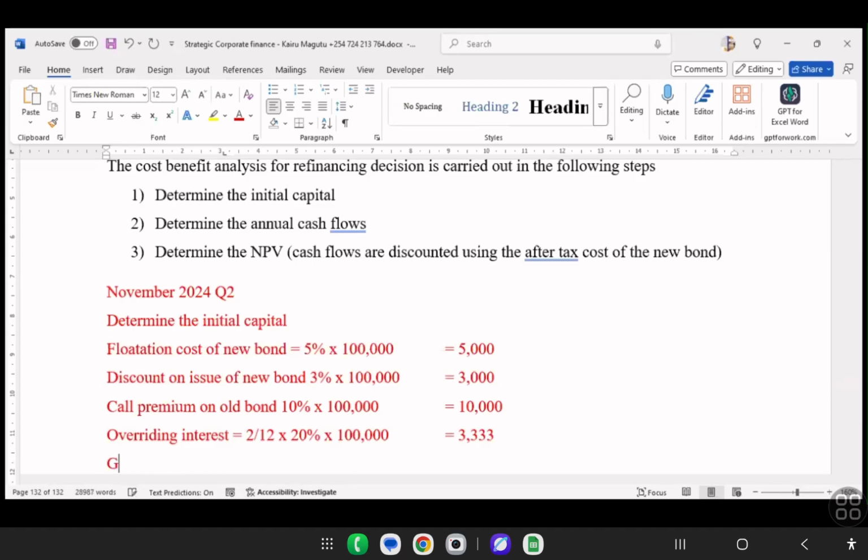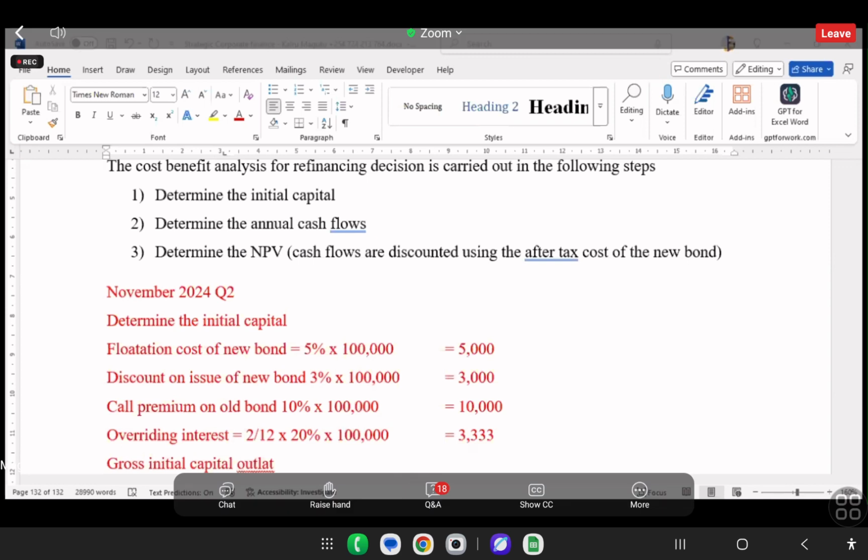This is what we call the gross initial capital outlay. Let me have the sum of that, please. How much is this? $21,333.